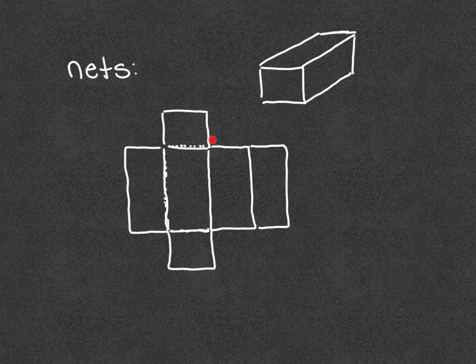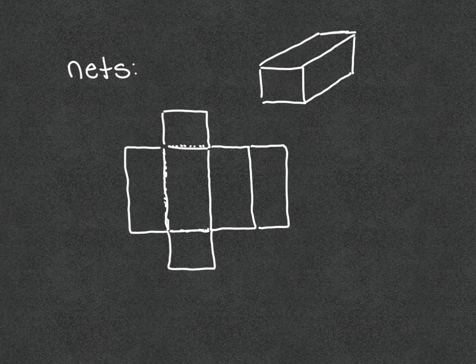This is the base. This is the base on the back. And then this is the unfolded version of these four lateral sides. So this whole thing is the net of this shape. So it's just the cardboard box flattened version of this.